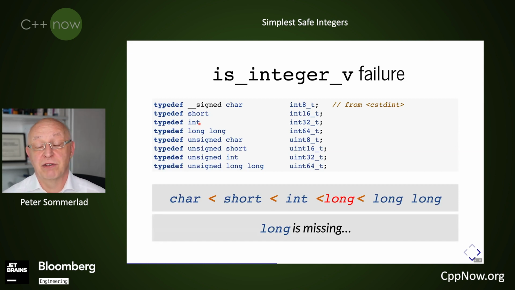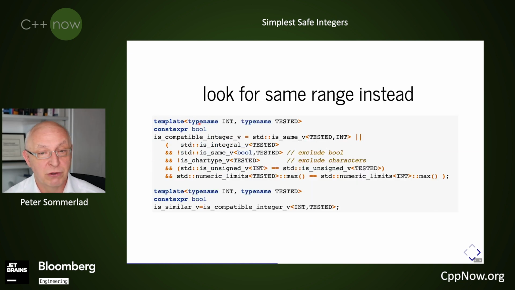Well, is_same might be too restrictive, so we would actually need to check if it's the same range of values that is representable. And how do we do that? Okay, we define another trait to go there, and I named it is_compatible_integer. So it's either is_same, then we are done, or it's an integral type, which is a standard integral, and it's not bool, because bool should not be an integer, at least not in my book, but we have that and we cannot get rid of that.